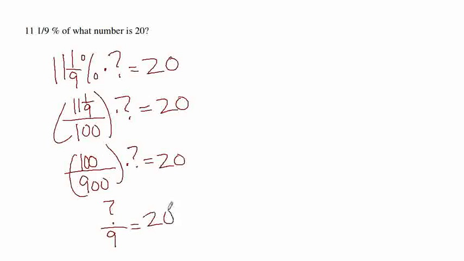So what number can I divide by 9 and get 20? Well, the number that I can divide by 9 and get 20 is whatever 20 times 9 is, which is 180. So the answer to the question of 11 1/9% of what number is 20 is 180.